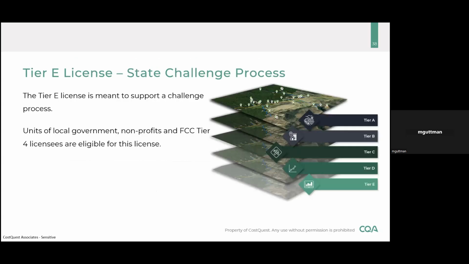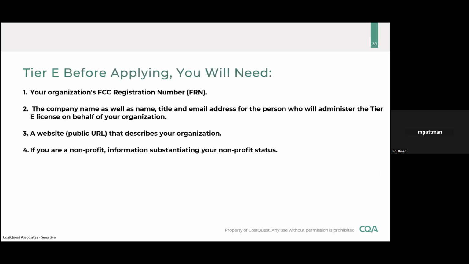On the Tier E, as I said earlier, it's mainly there just to support the challenge process. So that's nonprofits, units of local government, and FCC Tier 4 licensees. On the next slide, it's a somewhat shorter list of information that's needed. Again, it's the FCC registration number, your FRN, your entity's organizational information, and your URL to describe what your organization is. And then if you're a nonprofit, information substantiating your nonprofit status. So it's a quick set of questions on your FEIN, or if you have some other registration letter that identifies your nonprofit status. That's the kind of information we're looking for to qualify you into that Tier E license.